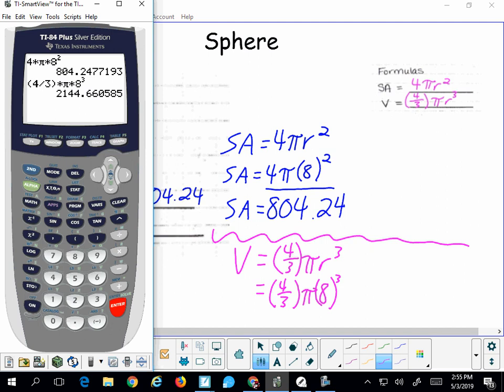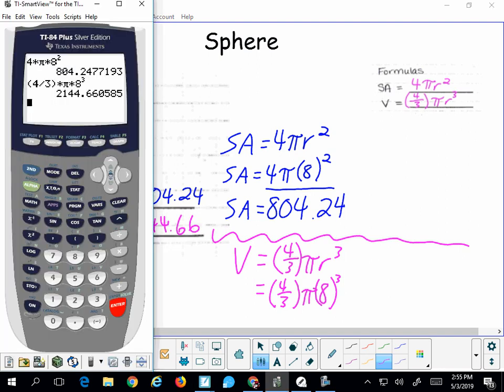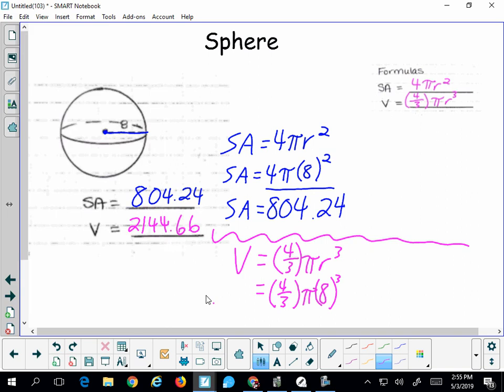2144.66. So I go back to my screen, 2144.66. I think that's what I had. Yep. And that's your surface area of a sphere and volume of a sphere.